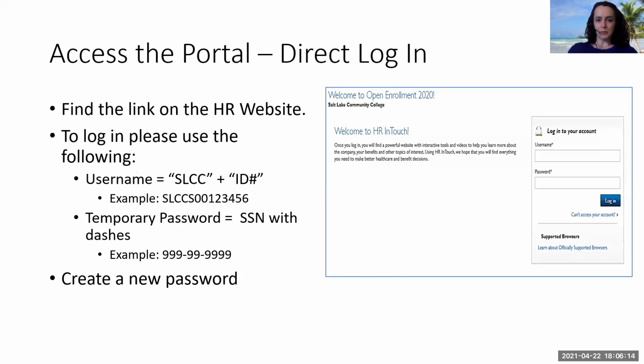Accessing the portal, way number 2, is through direct login. We have a link for the website on the open enrollment page. We also have it on the benefits page. There are also instructions posted on those pages on how to get in. Everybody's username is the letters SLCC, then S0, and then whatever your S number is, so it's unique to everybody. Everybody's password, unless you've already reset it, is your social security number with the hyphens in it. Once you log in, it will ask you to change your password because we don't want you to have your social as your password, and I'm sure you don't either.